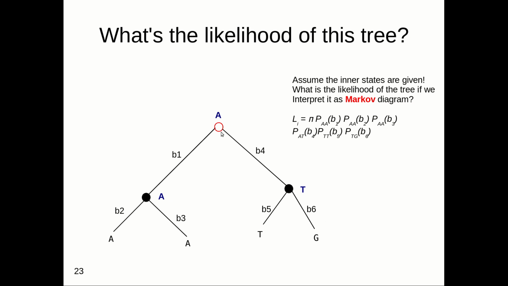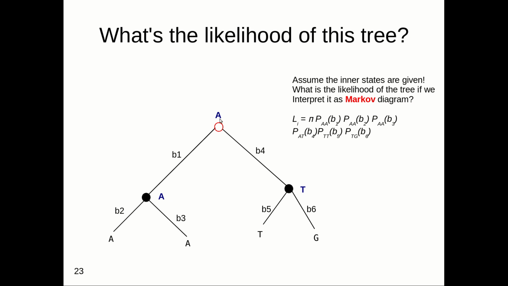So this is the prior probability of being in state A at the root, so this should be PA, and then we multiply that with all events that can happen. For observing those nucleotides at the tips, we first of all need to be in state A at the root, and then go from A to A again within time B1, and then go from this A to A again within time B2. Then we need to go from this state here, A to A again within time B3. And so we're done with this left subtree, then we go to the right subtree.